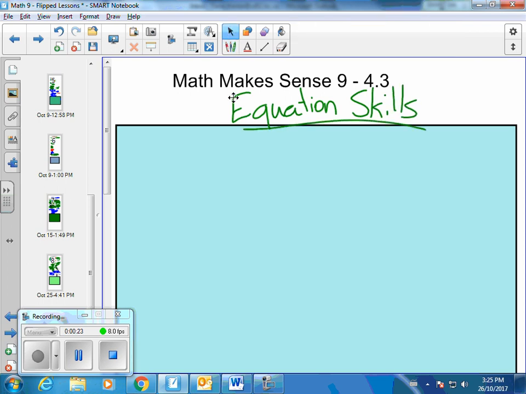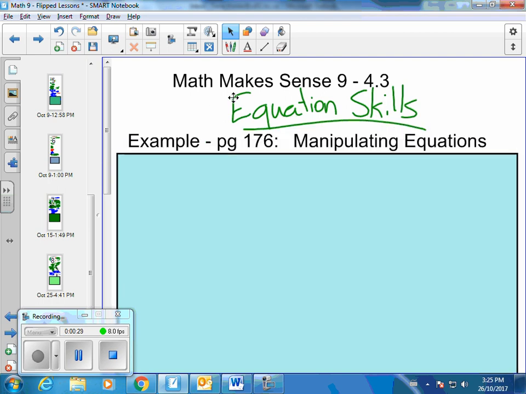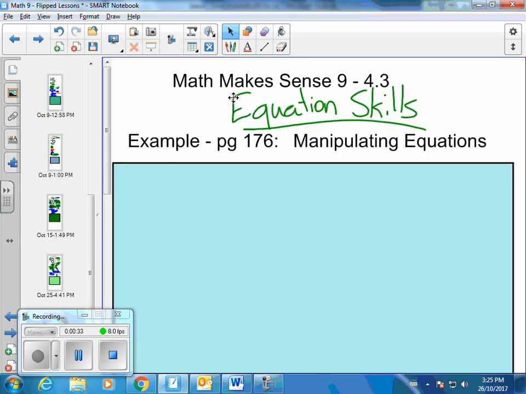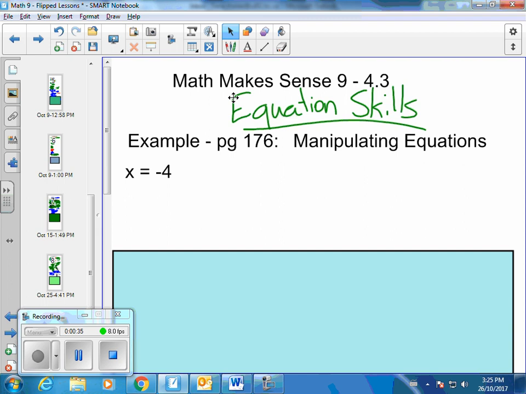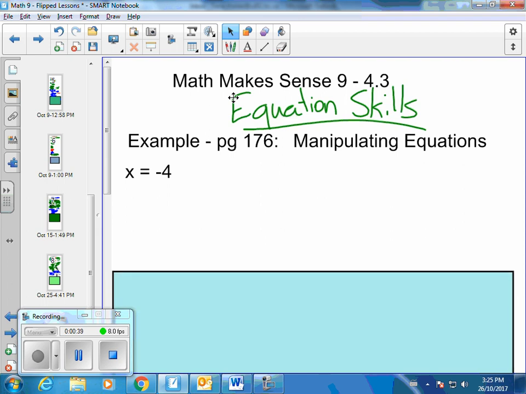If we're given an equation, we can follow mathematical principles and actually start manipulating a lot of that stuff around. So what we're going to be looking at is the example on the bottom of page 176. They've given us a handful of very simple equations, and they want us to figure out how we take an equation like that and put it onto an XY coordinate plane.